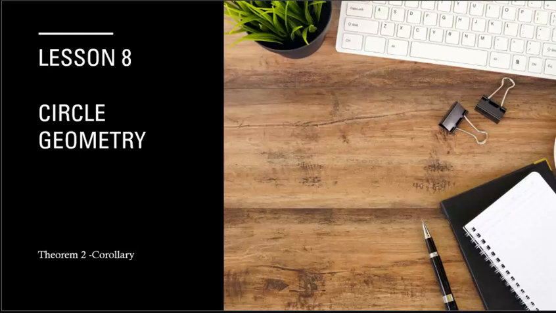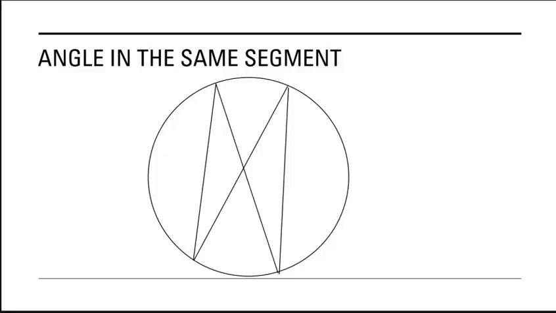So in this lesson we are going to tackle the corollary of theorem 2, the theorem that was born because theorem 2 existed. That is basically it, ladies and gentlemen. No formal proof will be done on this theorem, so we're just going to show you what it actually says. It says that the angles in the same segment are equal in size.